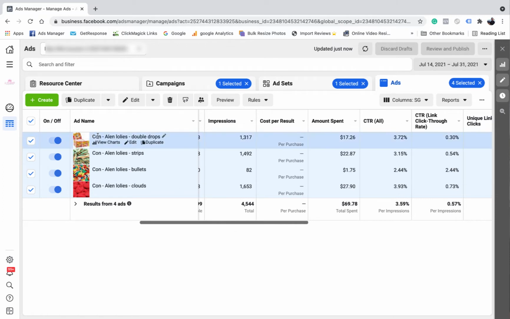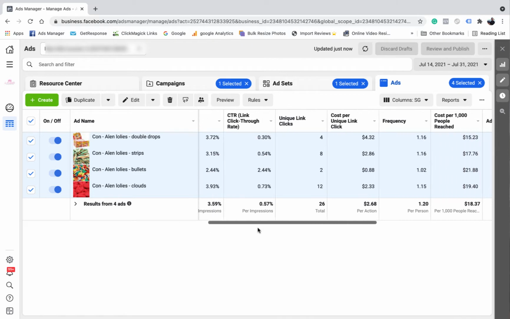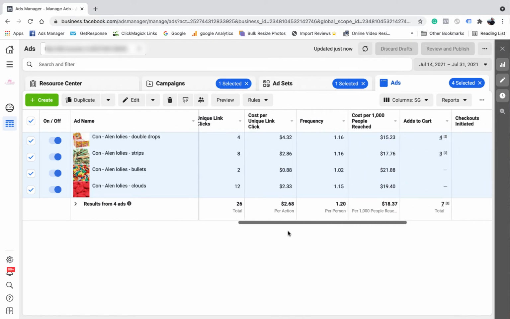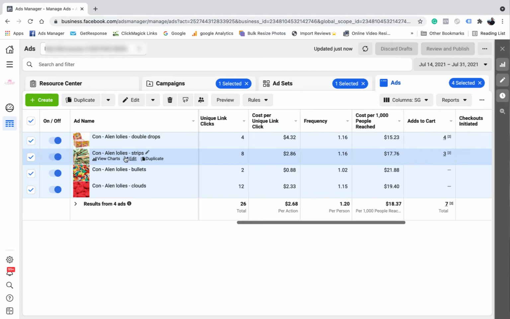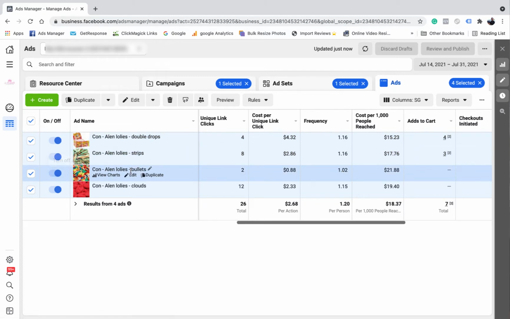For the first couple of weeks, I had 4 products. I didn't know which one was going to do the best, so I started running them, and you pretty much just have to spend money, wait for the results to come back, and see how you go. In this one, as you can see here, the cost per click was $4.30 for this product, $2.83 for the strips, 88 cents for the bullets.